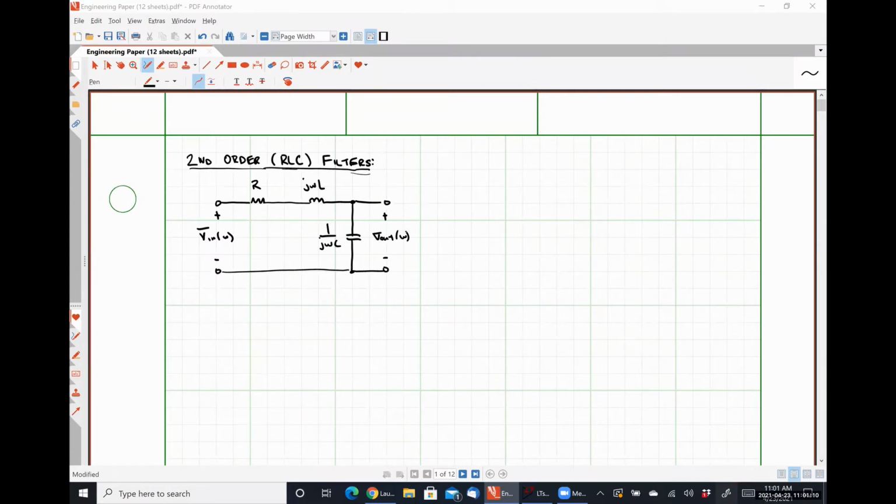All right. Anybody care to venture a guess? Since the inductor is first, it's more similar to like a low pass, and since the capacitor is in the middle.